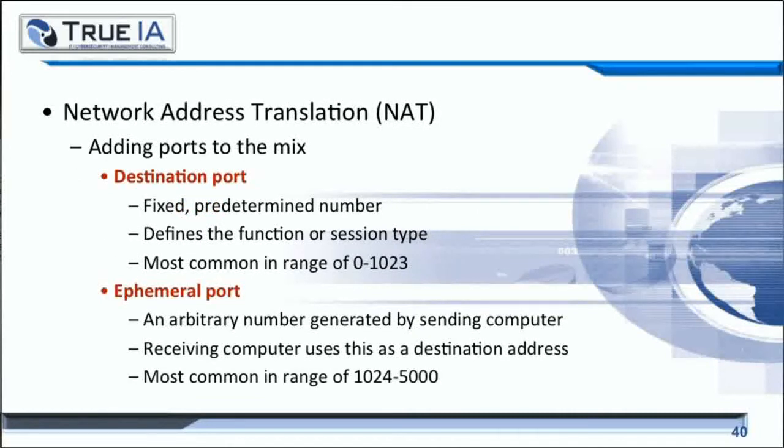When dealing with these ports, you'll have two options, either the destination port or the ephemeral port. The destination ports are fixed, they're predetermined numbers. The most common range are 0 through 1023. Ephemeral ports are an arbitrary number generated by the sending computer. The receiving computer uses this as its destination address. The most common range of the ephemeral ports are 1024 through 5000.